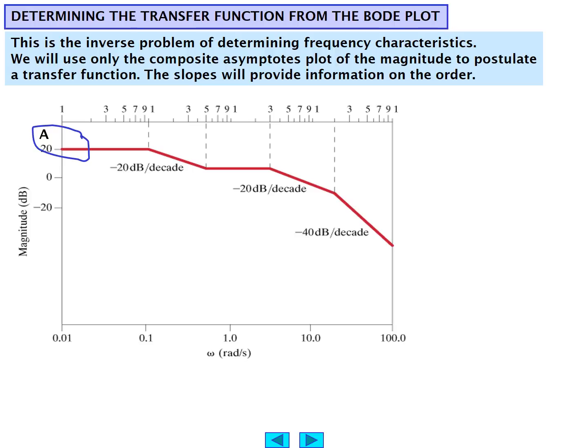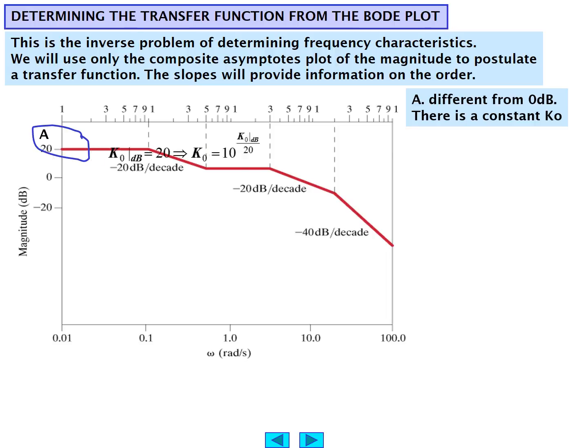Well, the first thing is to look at the extreme left-hand side, where we have 20 dB down at very low frequencies. So therefore, there must be a constant K0 that represents this particular value, which is different than 0 dB. And that would give us a value for K0. And K0 is, in fact, 20 in this case.